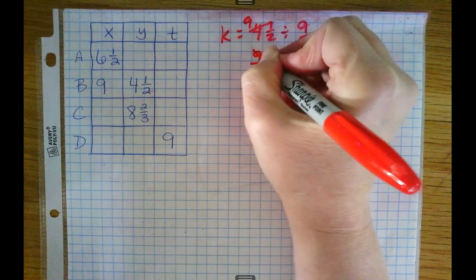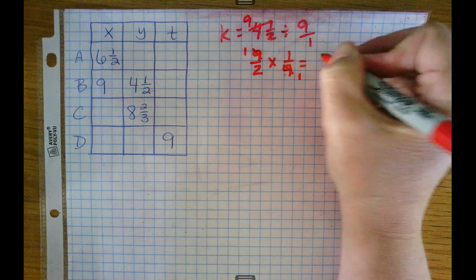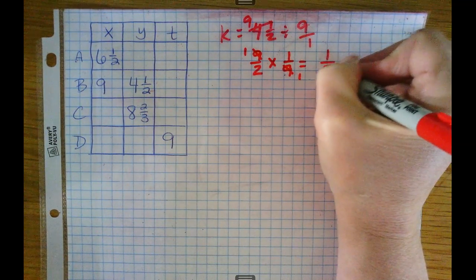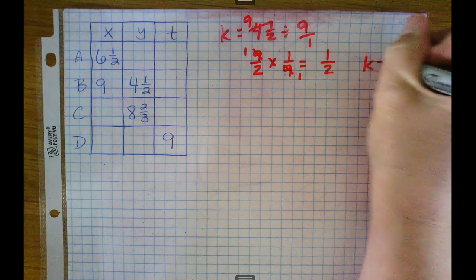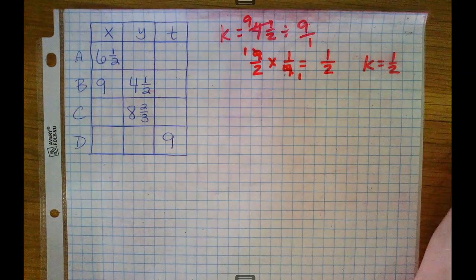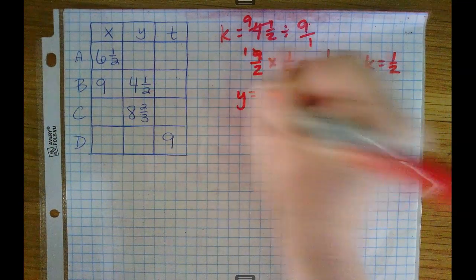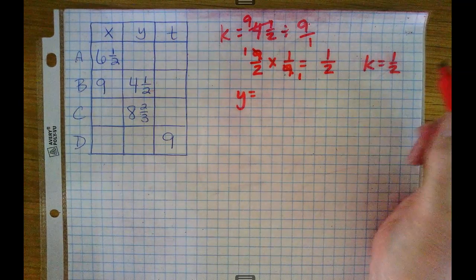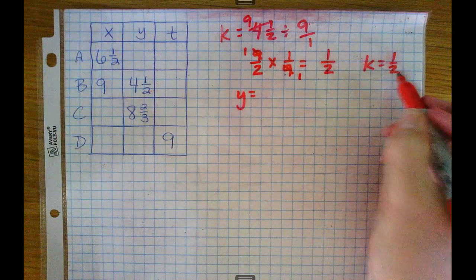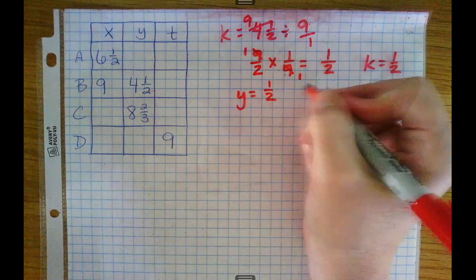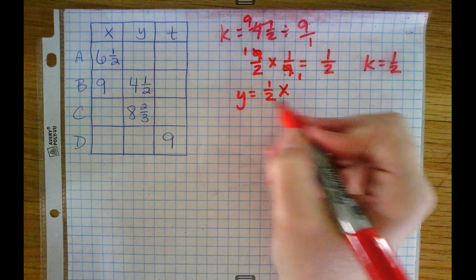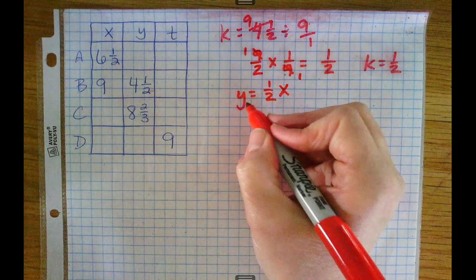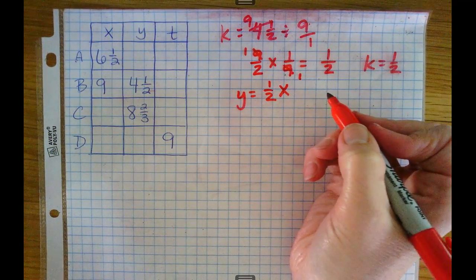The 9 and the 9 will cross cancel, and that leaves me with 1 over 2. K equals 1/2. Then I write my equation for this relationship. Y equals K. In this case, I'm going to replace the K with 1/2 X. Y equals KX, or in this case, Y equals 1/2 X.